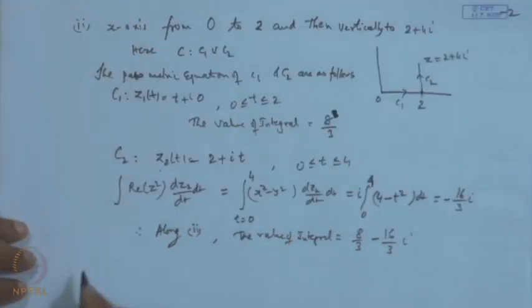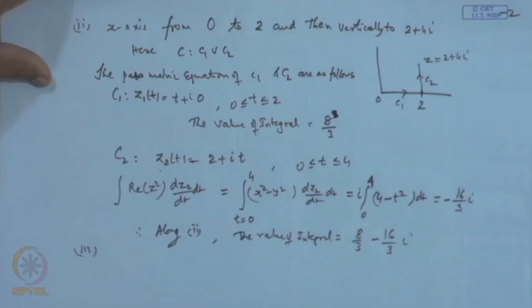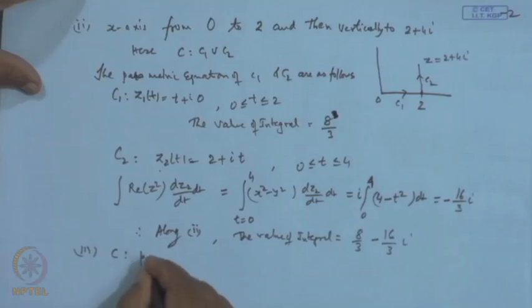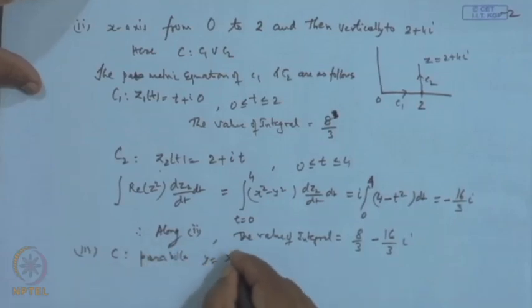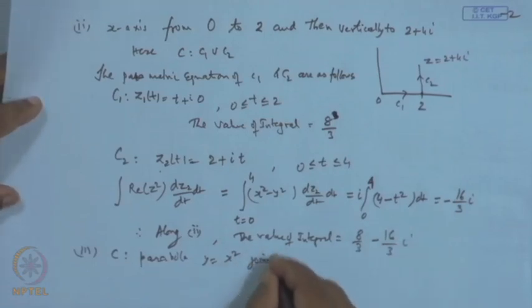And in the third case, the path is a curve, a parabola. If you remember, C is the parabola y equal to x squared, joining these two points, z0 to z.